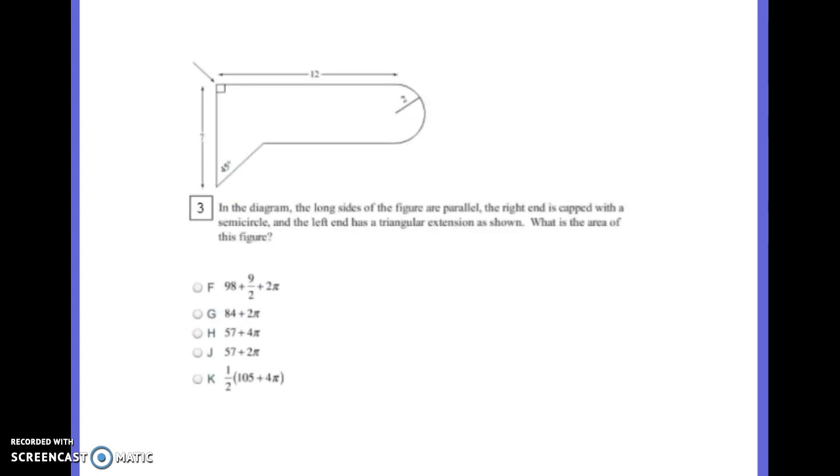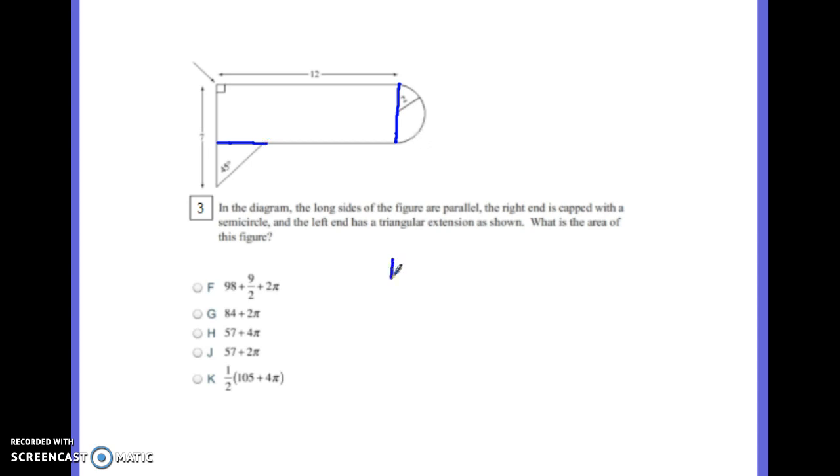Number 3 deals with area. And you're given a diagram where the long sides are parallel. The right end is capped with a semicircle. That means half circle. The left end has a triangular extension as shown. So to find area, what you essentially want to do is split or divide up the diagram so that you have 3 pieces. You have a semicircle.